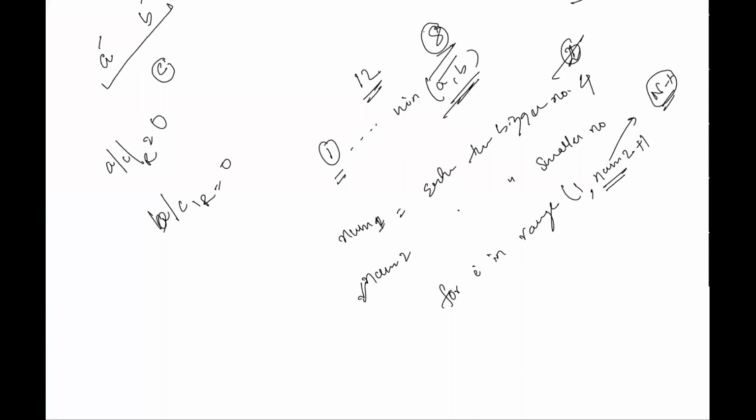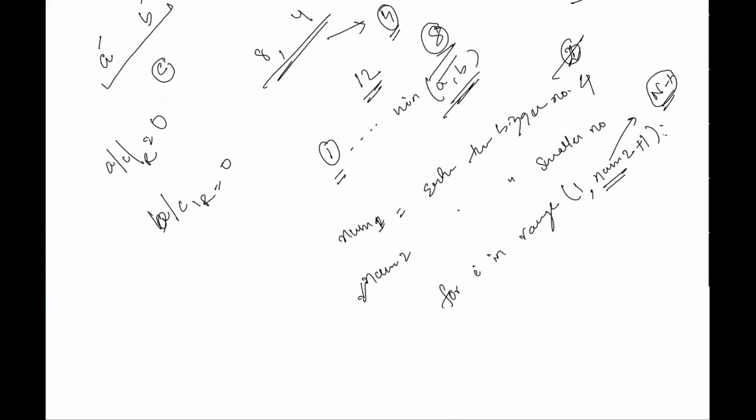I want to check if 8 can be a GCD or not. So if my problem was 8 and 4, here 4 is my GCD for these two numbers, correct? So I will need to check till the smaller number. To check till the smaller number, I have to add 1 here. So num2 plus 1. Okay.